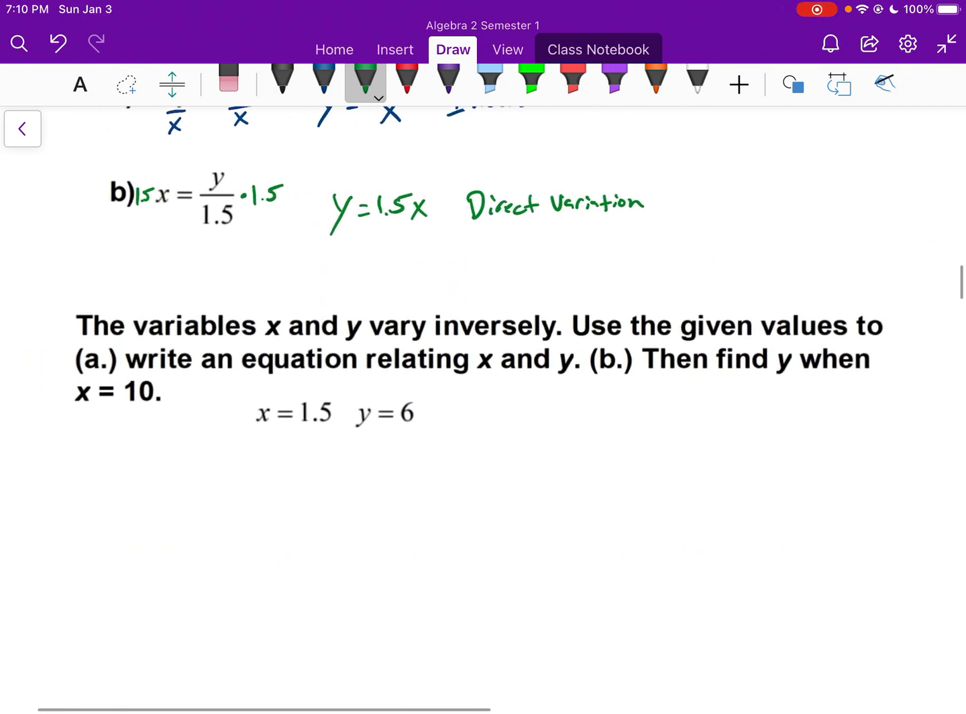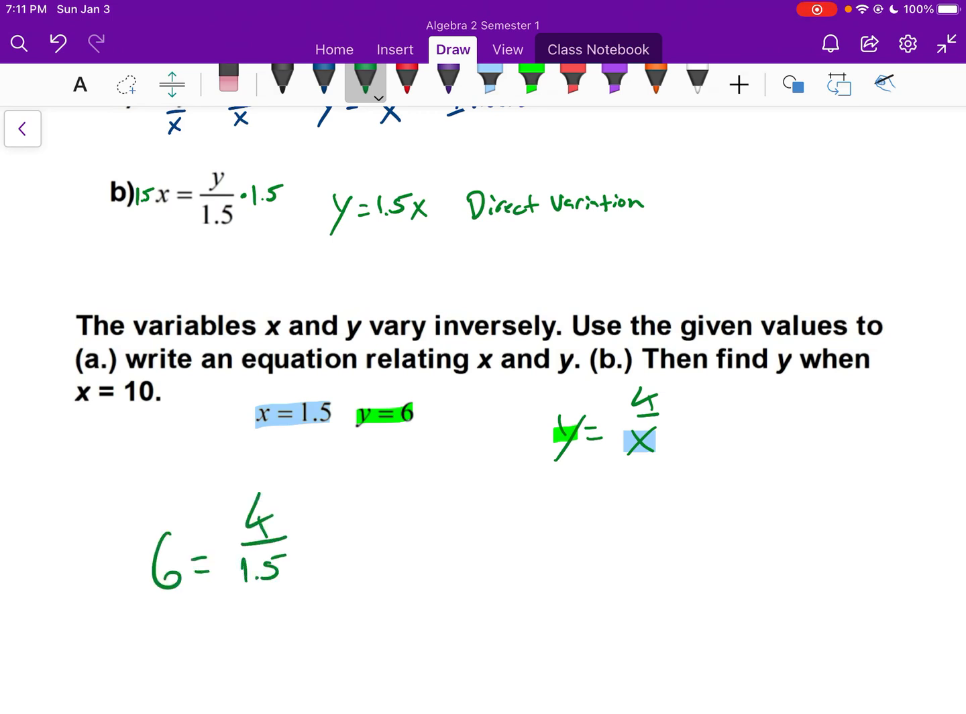Use the given values to write an equation relating x and y, then find y when x equals 10. Okay, so the first thing we need to notice is that we're dealing with an inverse. So y is equal to k over x, because that's our inverse variation. Then from there, we're going to take those values and plug them in. So what we're going to get is 6 is equal to k over 1.5.